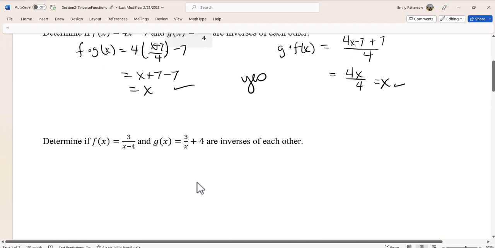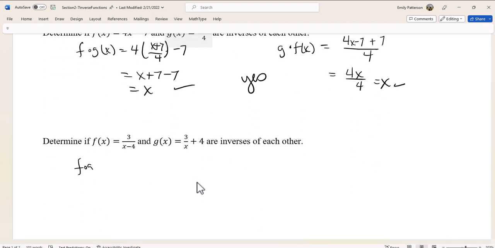Doing the same thing with this one, we're going to go f of g of x, and we're going to go g of f of x. So put 1 into, we're going to have 3 over, putting that in for x. So this is going to be 3 over x, which does become x.